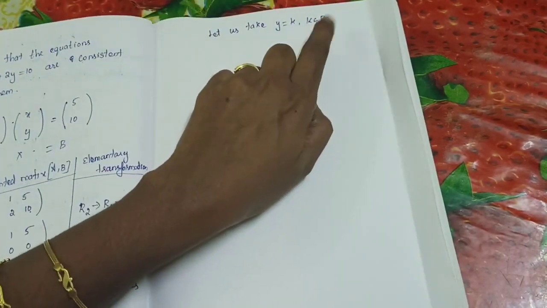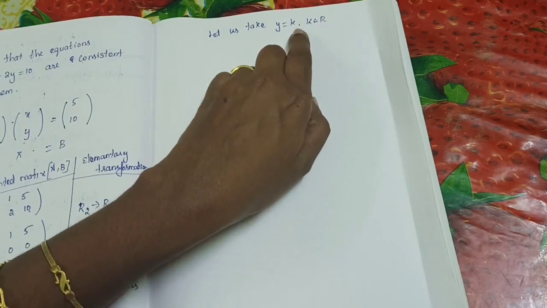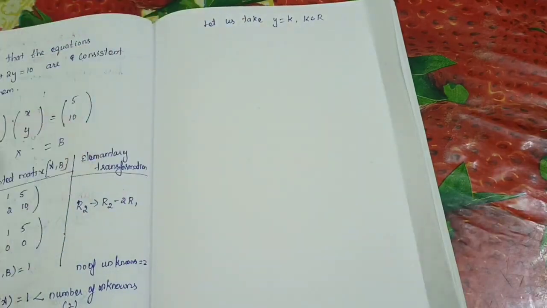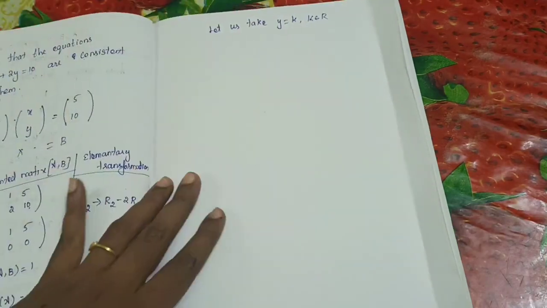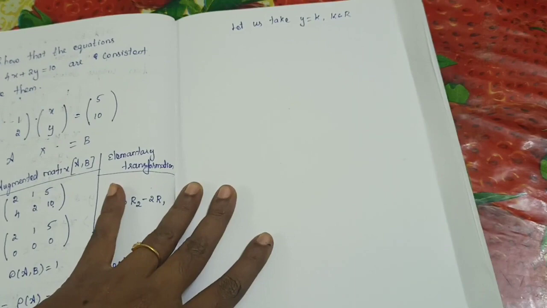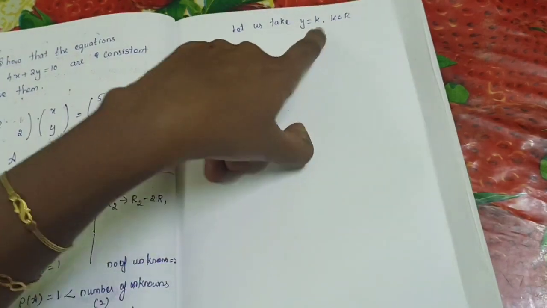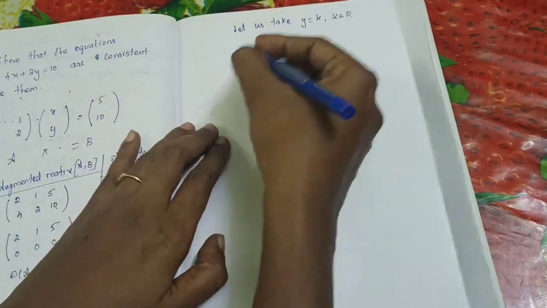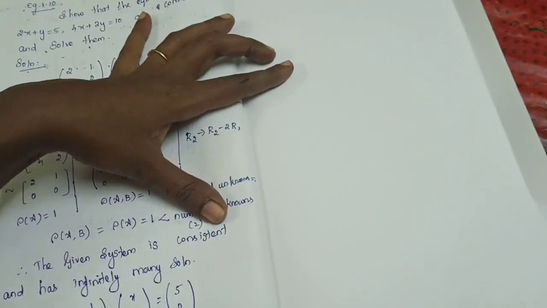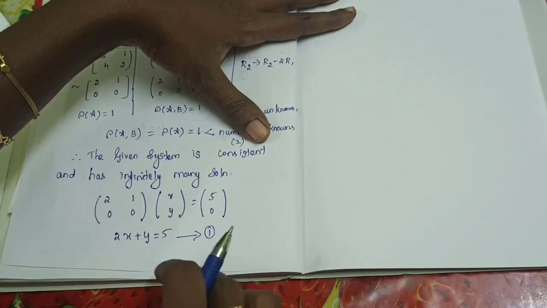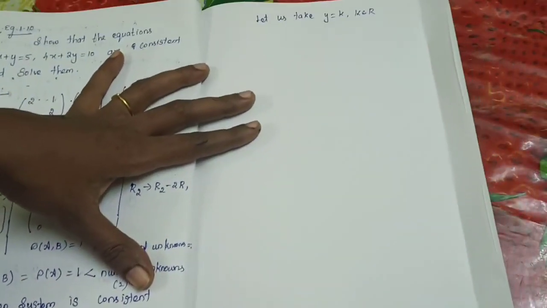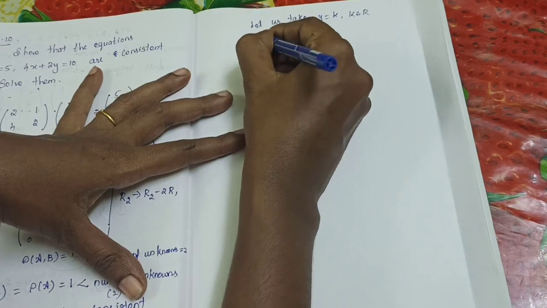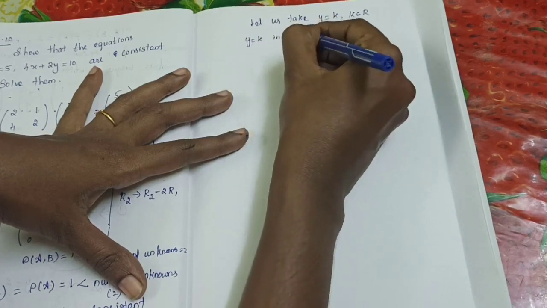But this is very, very important. If you are taking m here, that m must belong to R. Whatever alphabets you are choosing, that must belong to R. Understand? Because here I have chosen k, but this k value we don't know. So now I am taking this equation as equation number 1. In equation 1, I am going to substitute this y value as k.